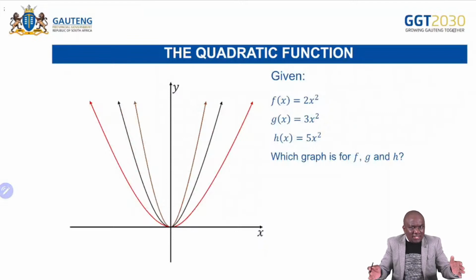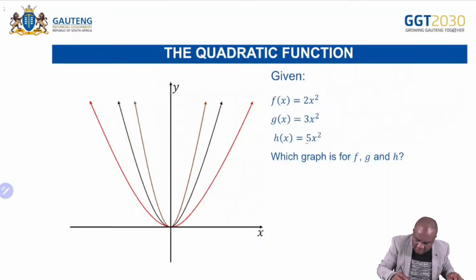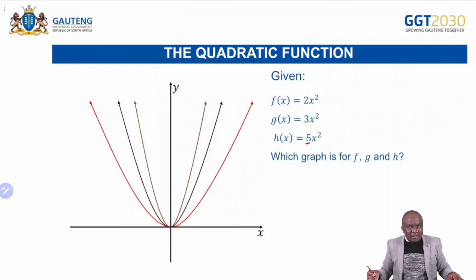Right, which one is the narrowest? Do we have something like narrowest? I think so. We have narrower. Narrowest must be there. So which one is the most narrow one? Which one? Is it h of x? The biggest a, the largest a there, that should be the most narrow one.